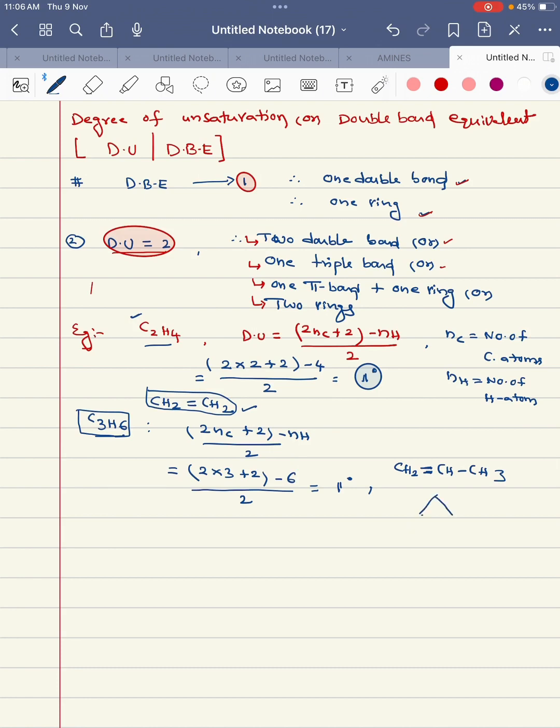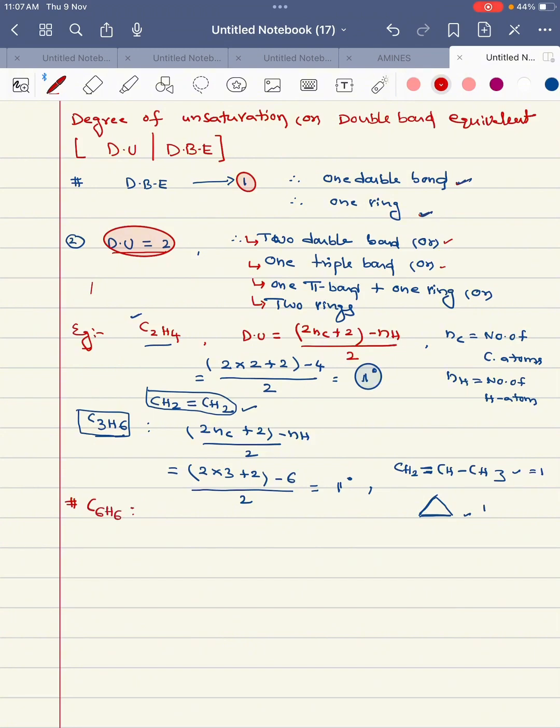Now I'm going to write the ring form also. See, this is the ring. Double bonds are equivalent to rings. It is an unsaturated hydrocarbon. So one ring is there, and the molecular formula is the same: the number of carbon atoms and hydrogen atoms are the same. But one is called open chain and the other is called a ring form. What is the degree of unsaturation for rings? Here one ring is there, it is called 1, just as one pi bond is there. So what are the possibilities? One double bond is possible, and one ring is also possible.